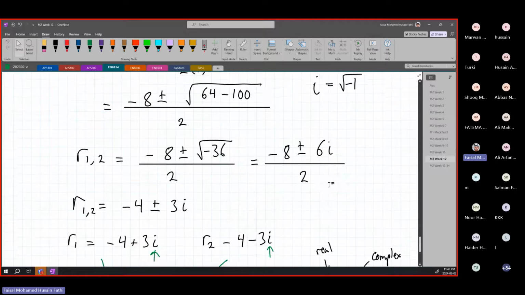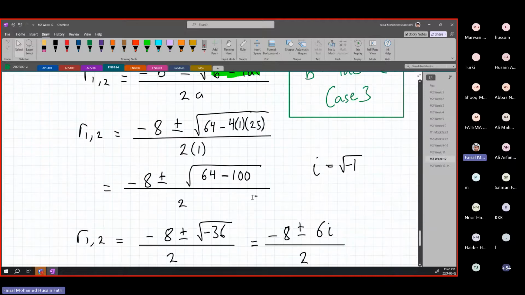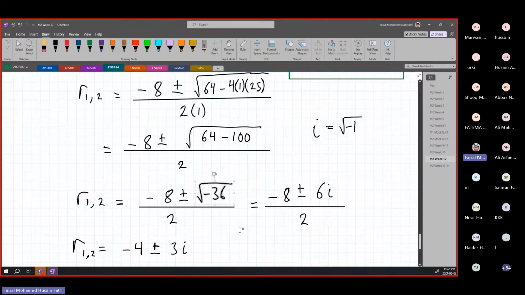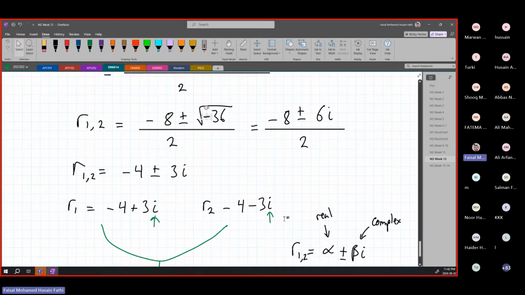Before I move on, I will repeat this one more time. You will do the square root of 36. If you have a negative number, you're just going to multiply i with whatever the square root of the positive number is. So you take the square root of 36, which is 6, and then you multiply it by i because it is negative.